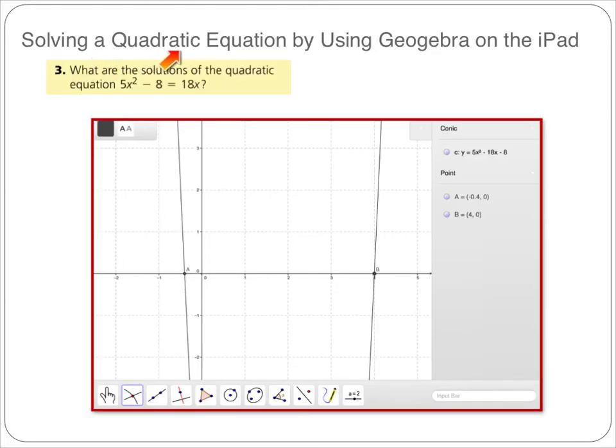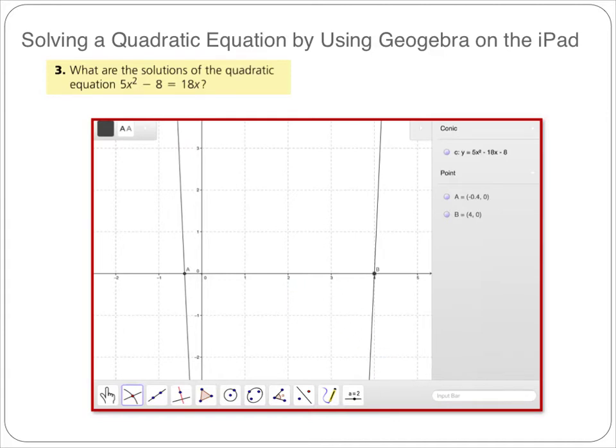This is solving a quadratic equation by using GeoGebra on the iPad. So I got another equation. In order to graph that, I have subtracted the 18x, so it is going to be equaling 0. And GeoGebra then shows you 5x squared minus 18x minus 8. What you do, just put that into the input bar, press enter, and then you have the graph.